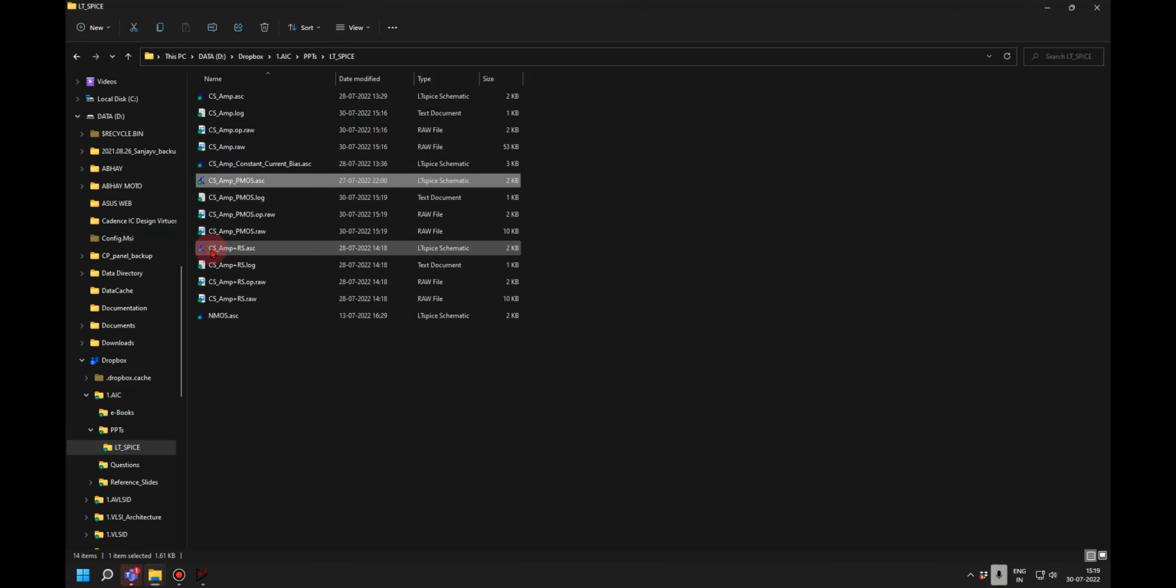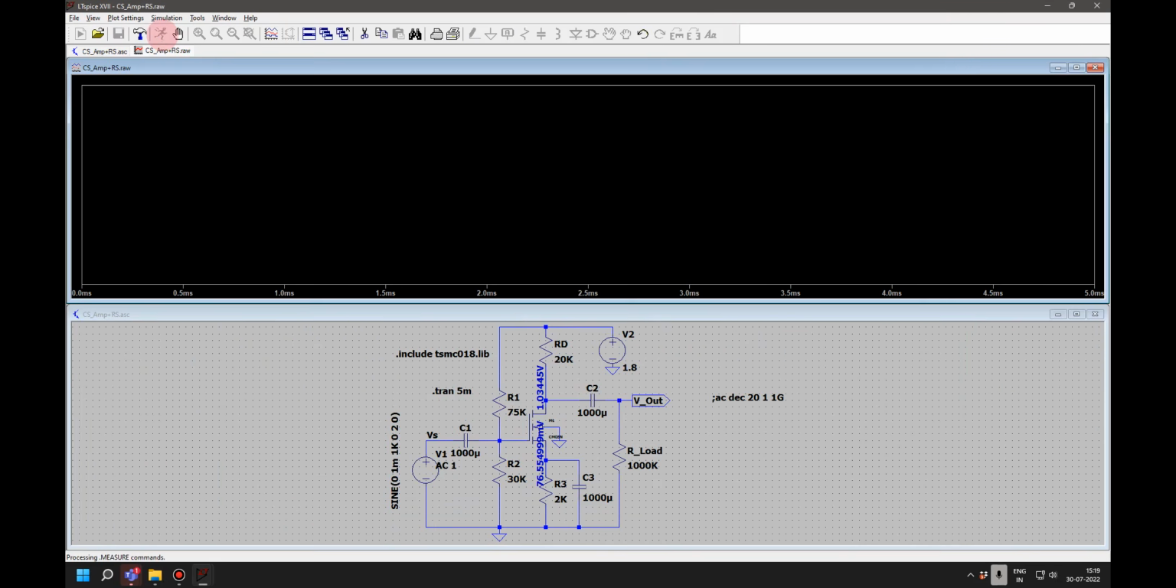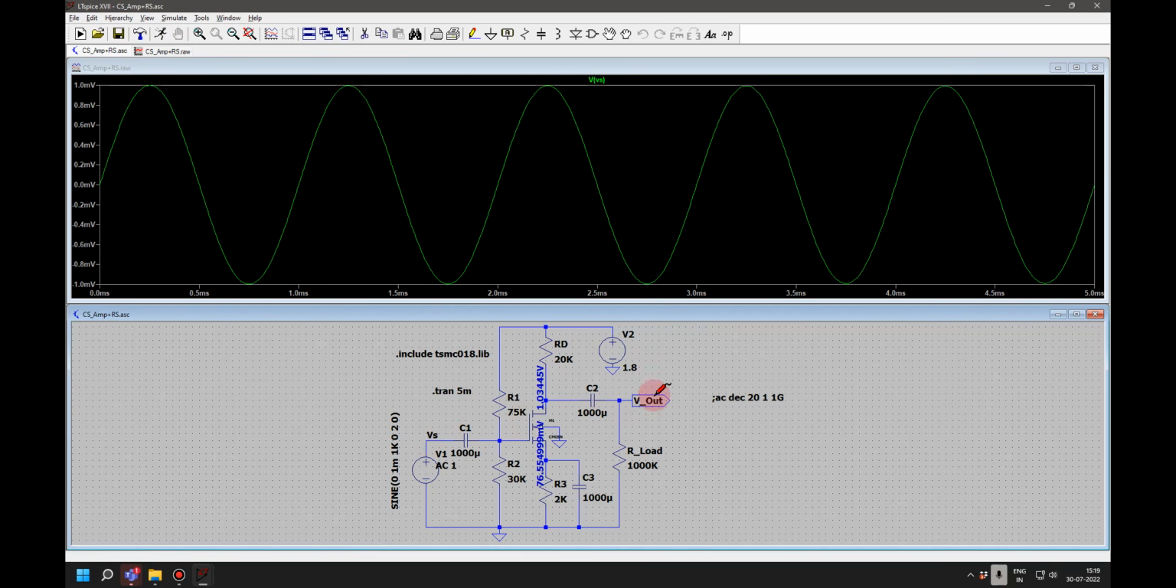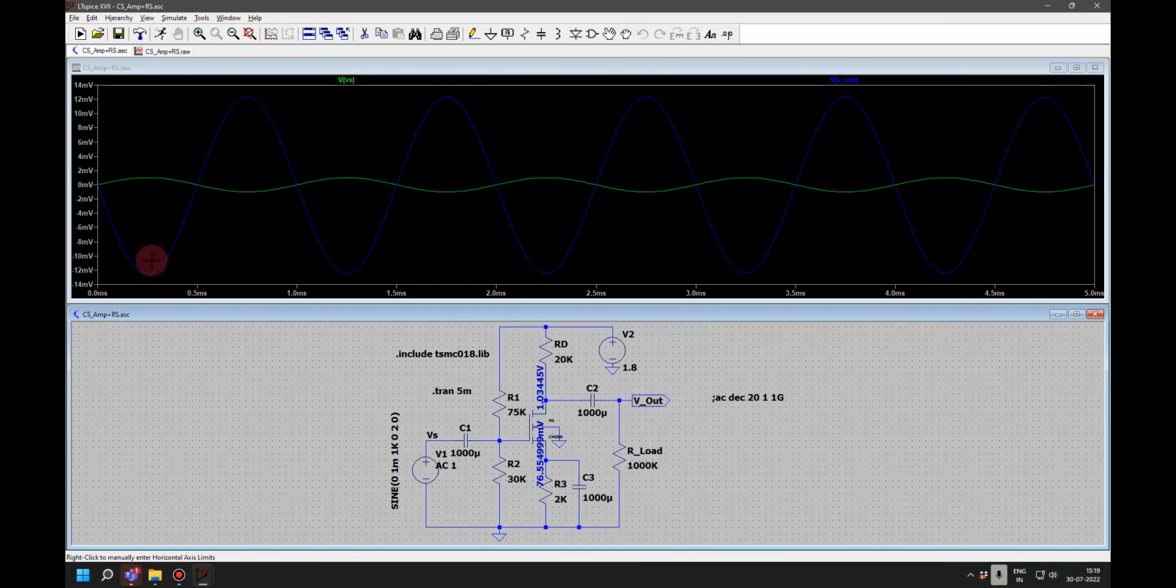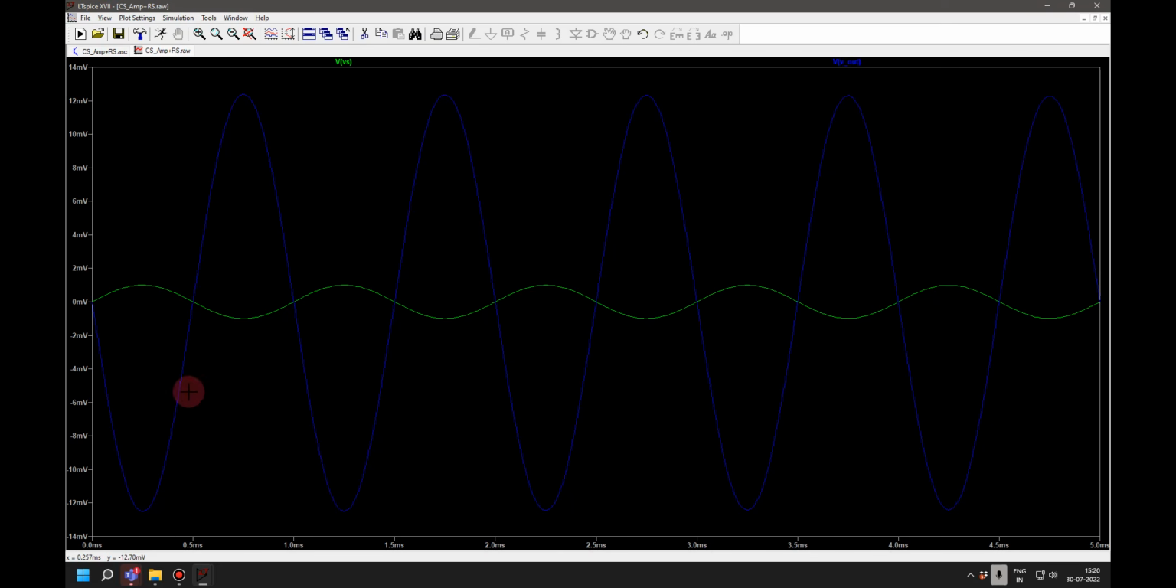I can also have a CS plus RS amplifier. I told you we are going to put one more RS out here. So if I do a simulation, Vs and Vout, I can get the same gain because I have put RS, but I have put one capacitor also in parallel. That is why I am getting the full gain here. I have slightly adjusted the values of these resistances, this is 20k and 2k, so that I have some voltage out here also. This is giving me a gain of almost 14.